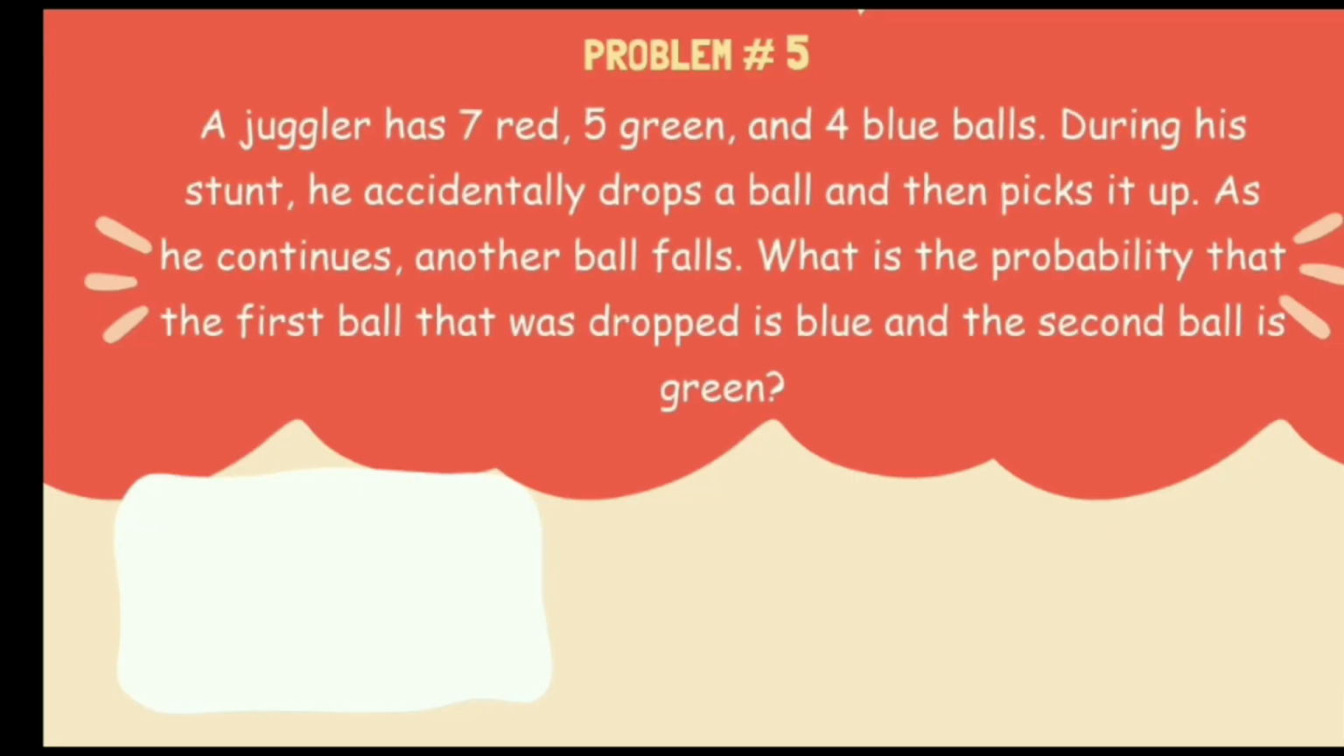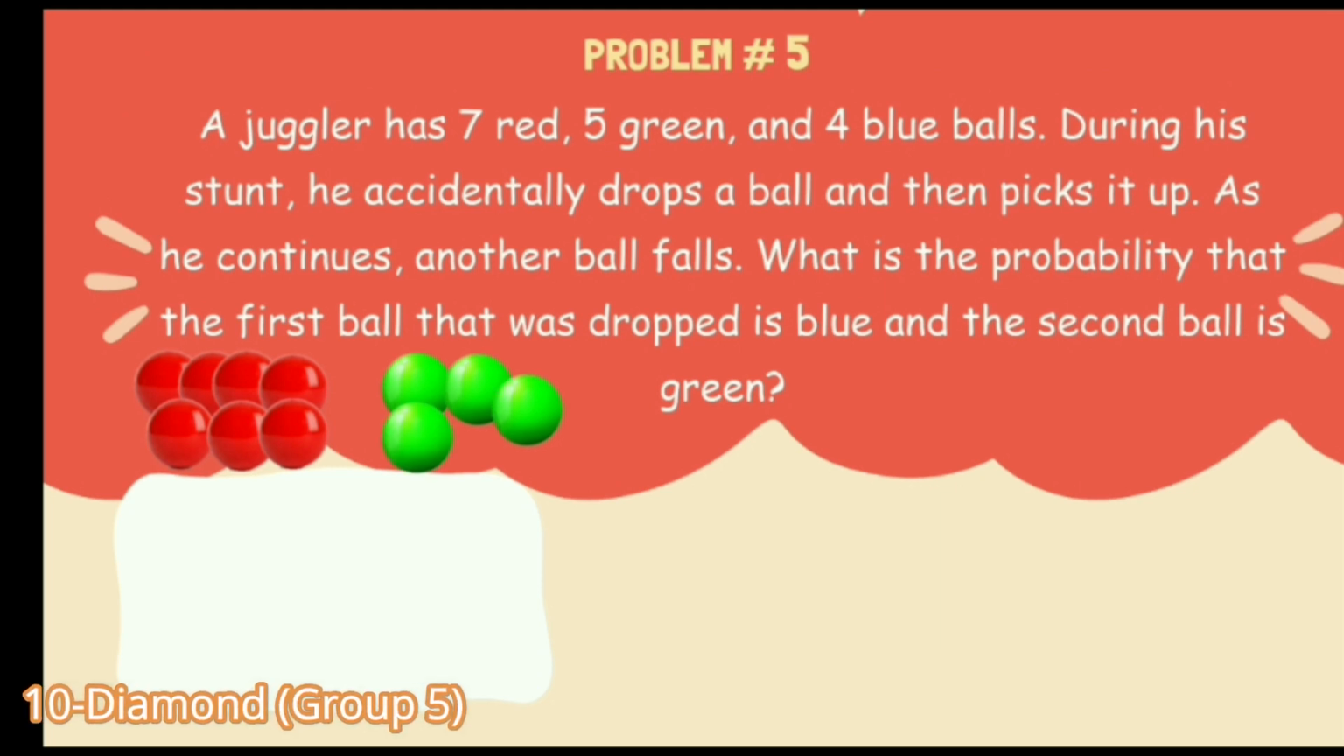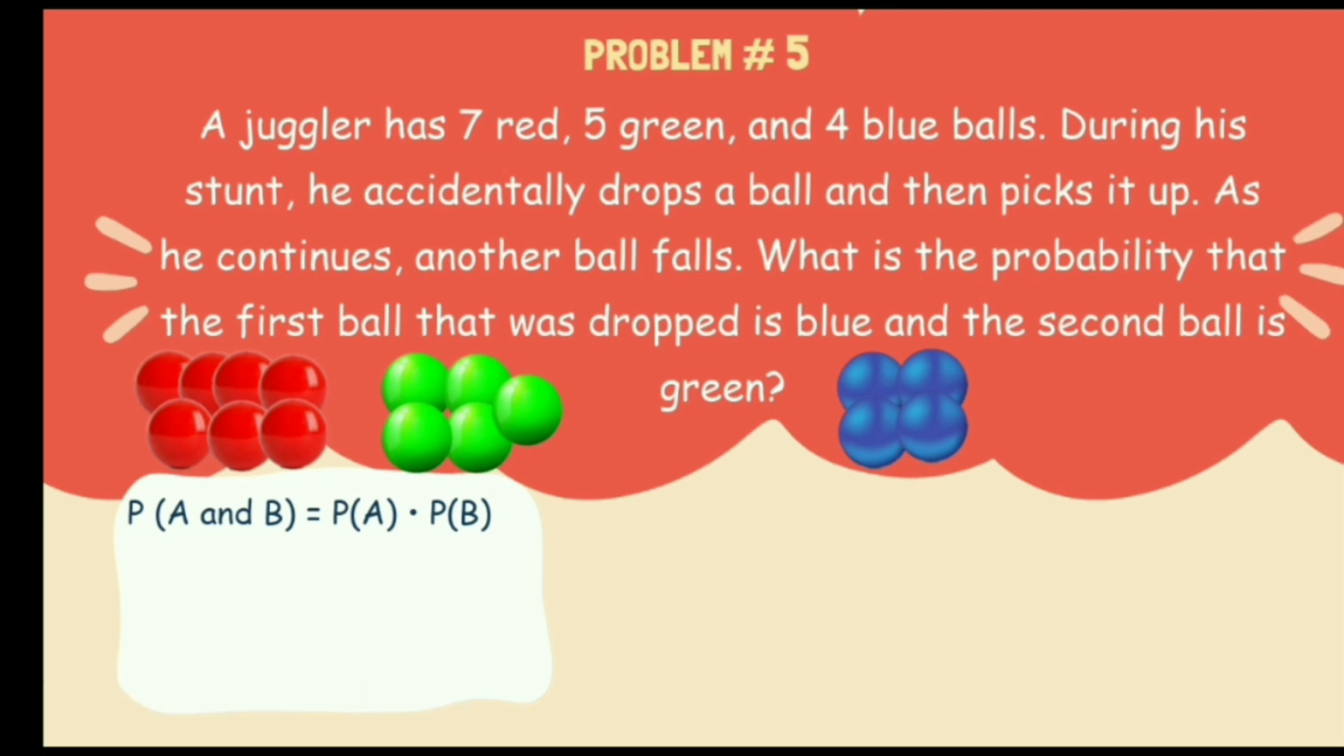Problem 5. A juggler has 7 red, 5 green, 4 blue balls. During his stunts, he accidentally dropped a ball, then picked it up. As he continued, another ball falls. What is the probability that first ball that was dropped is blue and the second ball is green? To solve this, we will use the formula of independent events, which is the probability of A and B is equal to the probability of A multiplied by probability of B.